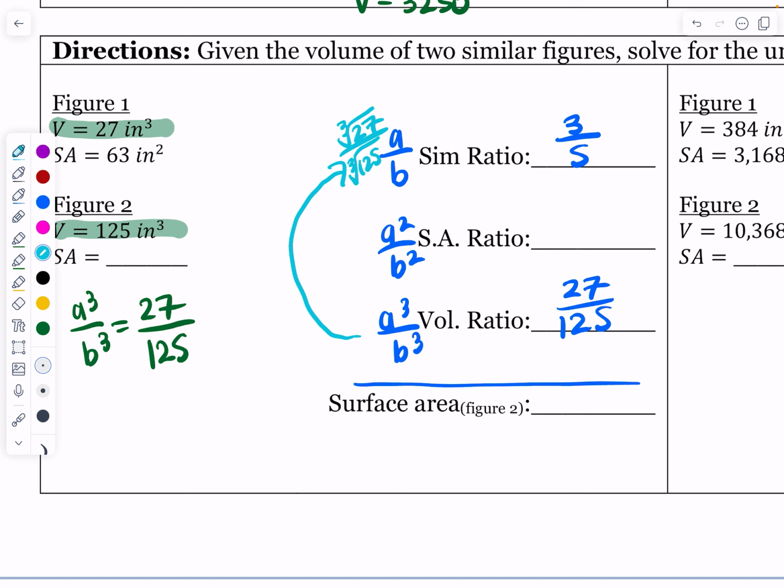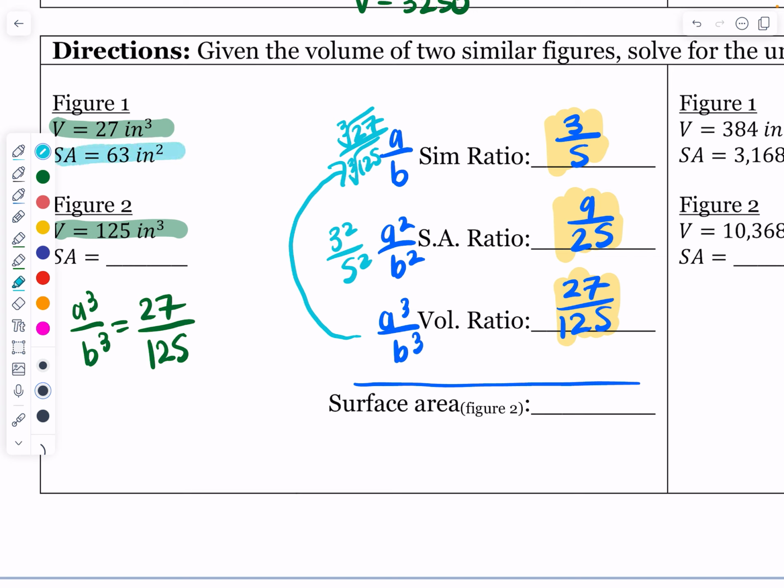And what does that mean for my surface area ratio? I'm going to square both of those. So 3 squared over 5 squared, A squared over B squared, is going to give me 9 over 25. So here are my 3 ratios. That's the first part of the question. And now we have to decide which of those do I use to find an unknown surface area.